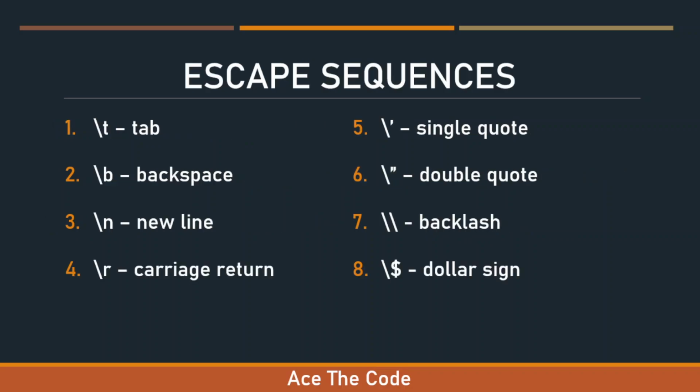Just like other programming languages, Kotlin also provides some escape sequences for special characters. Like for tab, it is \t, then \b, \n for new line, then \' to have a single quote inside the string, double quote, double backslash, and \$. Let's try to understand this in Android Studio.